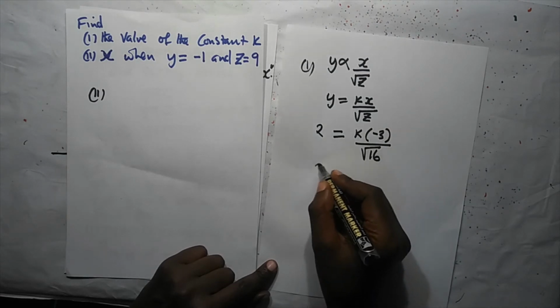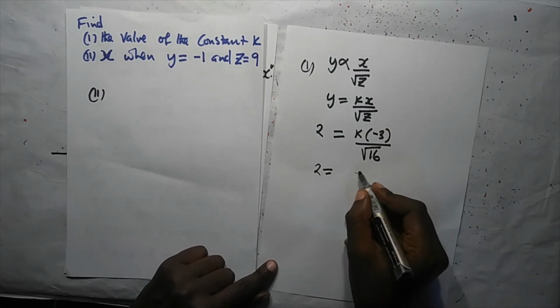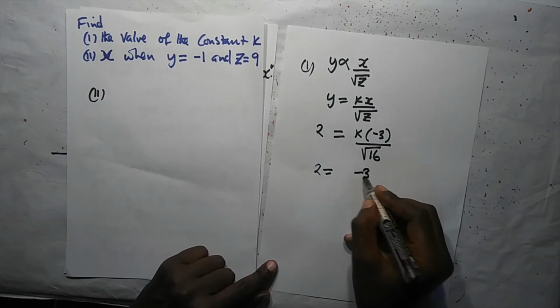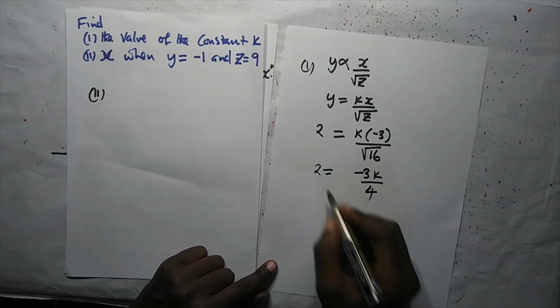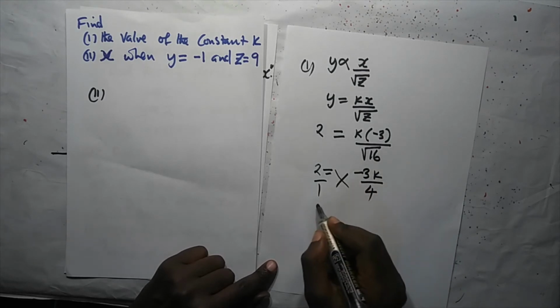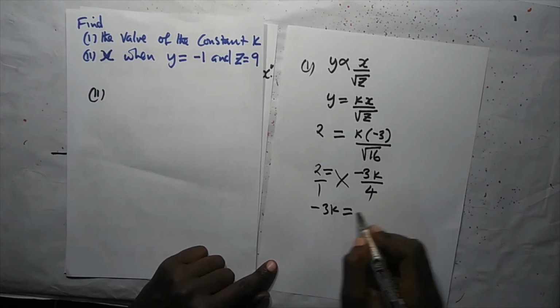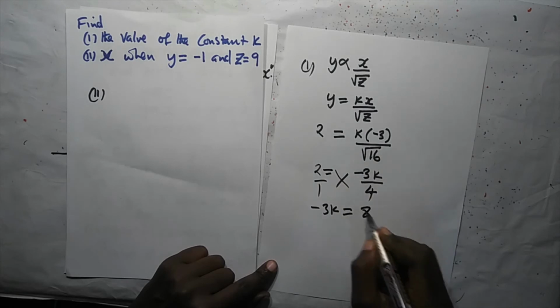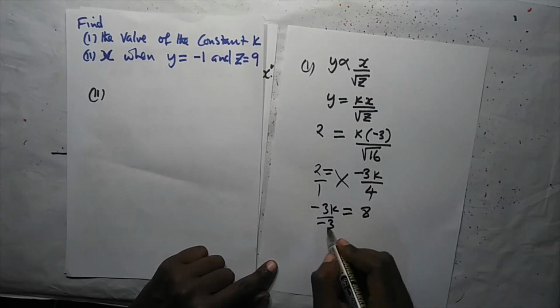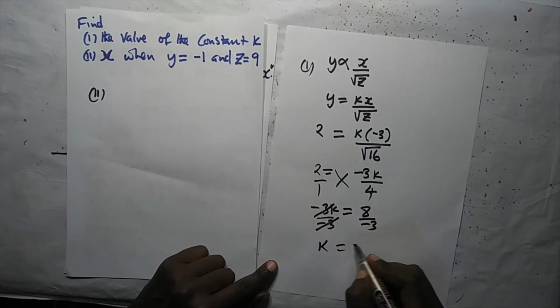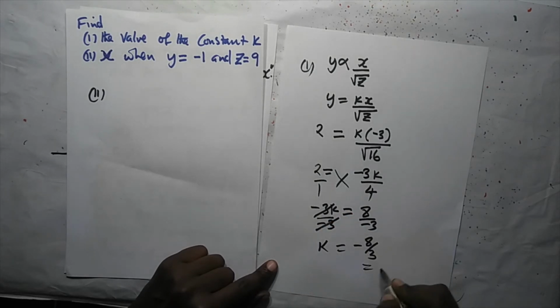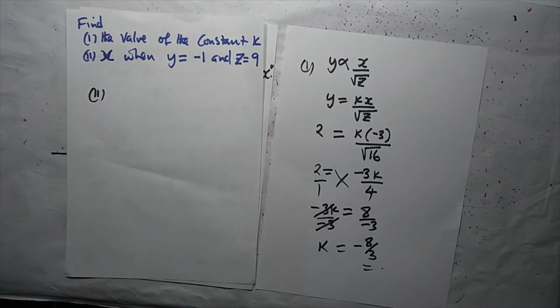So we are going to have 2 is equal to -3k over the square root of 16, which is 4. Then we can cross multiply here. We are going to have -3k is equal to 4 times 2, which gives us 8. We divide both sides by -3, and so our k is -8 over 3. This is the value of the constant k.